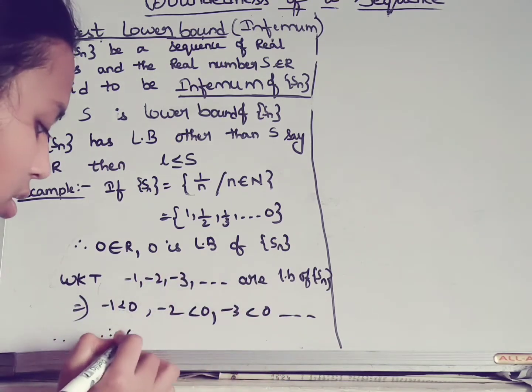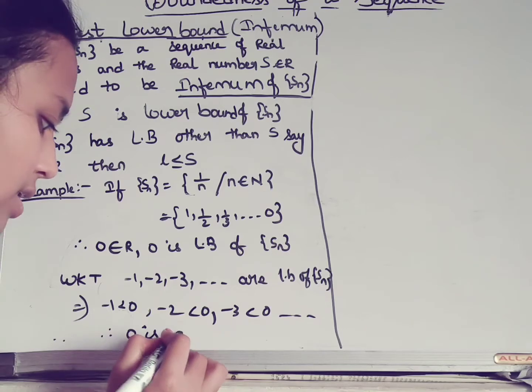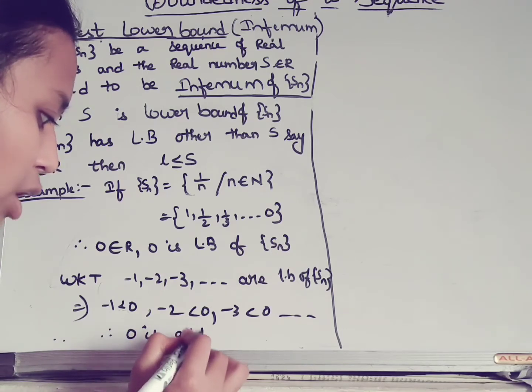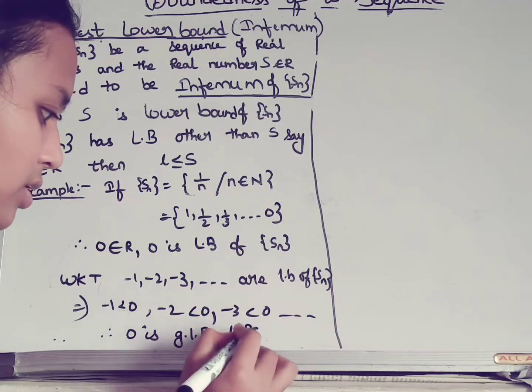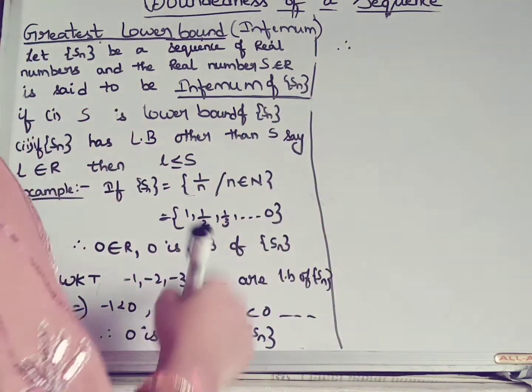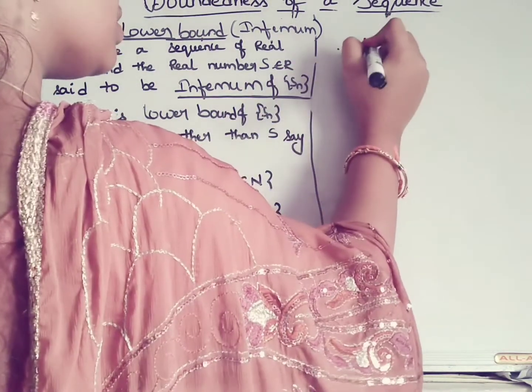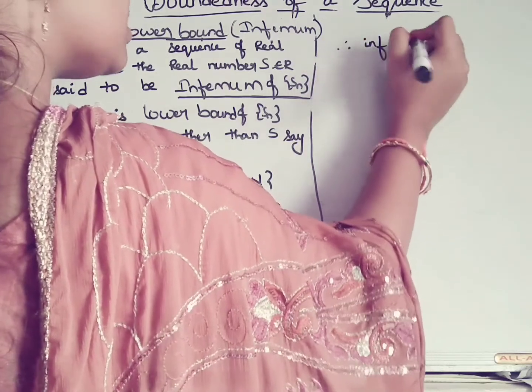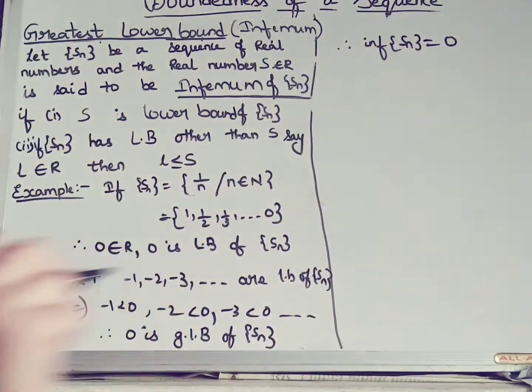So therefore 0 is the greatest lower bound of sequence Sn. So greatest lower bound is nothing but infimum. So the infimum of sequence Sn is equal to 0. This is an example for greatest lower bound.